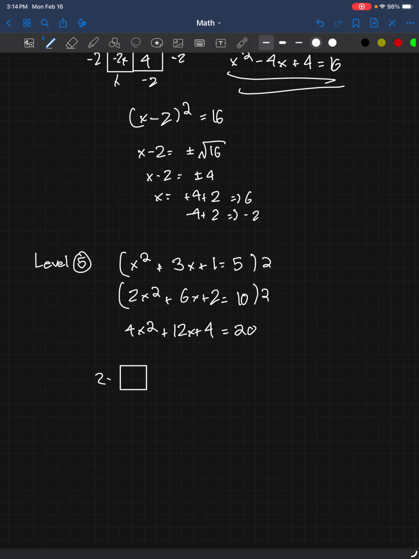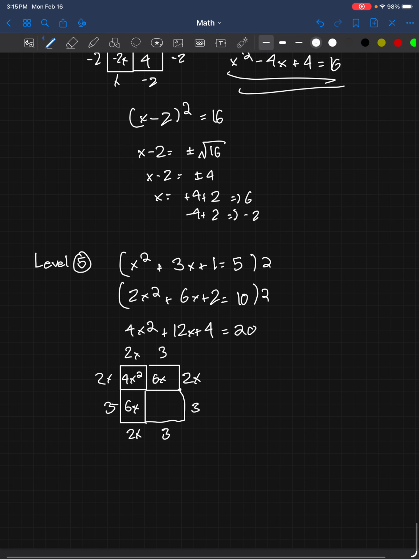4x squared, we can just make 2x to get 4x squared here. We can make the area 6x. So if this is 2x, this has to be 3. Do the same thing here. 2x, 3, 6x, that's 12. Now we know that this is 3. This is 3. Now this has to be 9, so we just add 5 here. So we know that 2x plus 3 squared equals 25.